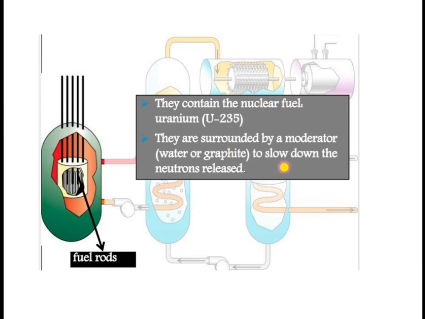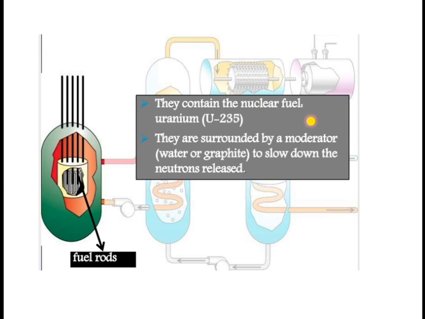Now this fuel is surrounded by the moderators. What do we mean by moderators? It may be water or graphite, and its function is to slow down the neutrons released. Due to nuclear fission as well as nuclear fusion, we can extract the energy available from these two reactions. In nuclear power plants, nuclear fission is used, and not nuclear fusion. That is very, very important.